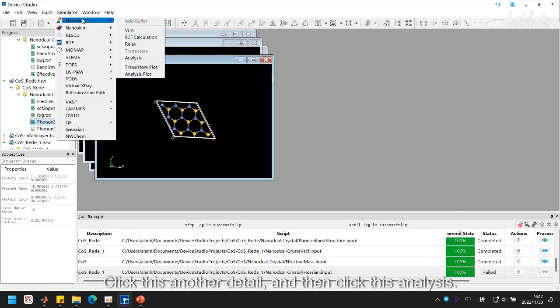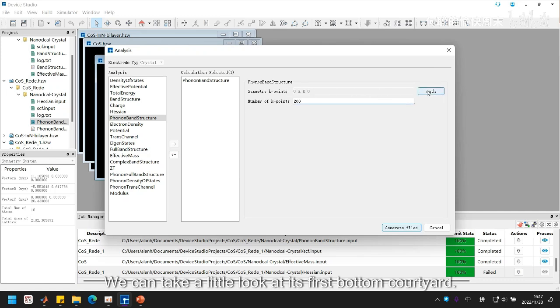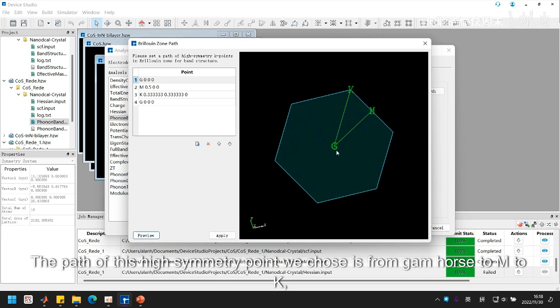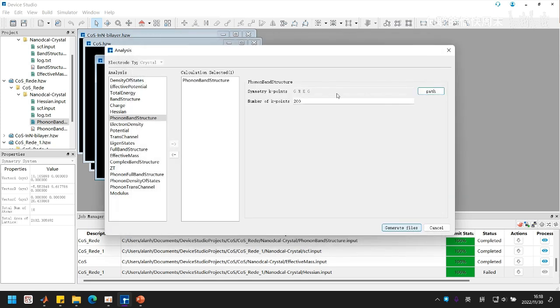Click this other detail and then click analysis. And we find this full band structure. We can take a little look at its first Brillouin zone. The path of high symmetry points we chose is from Gamma to M to K, and then back. This setting is attributed to the number of sampling points.